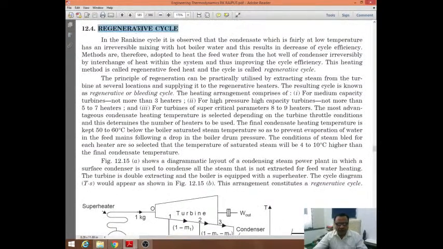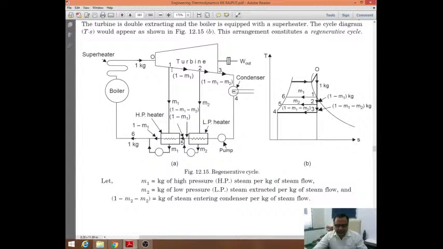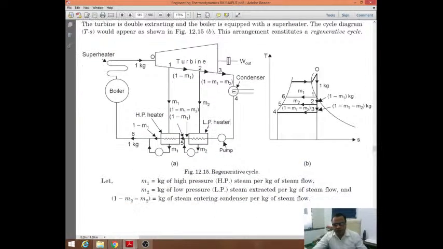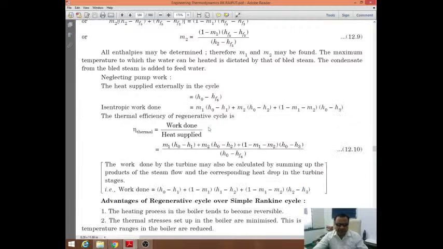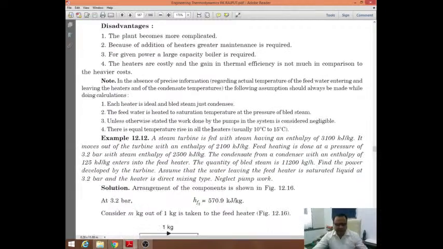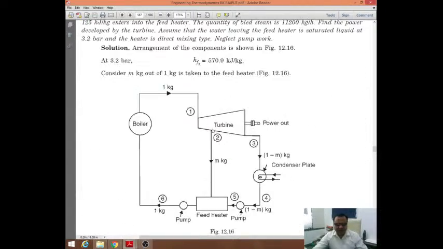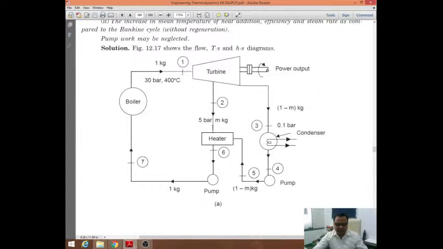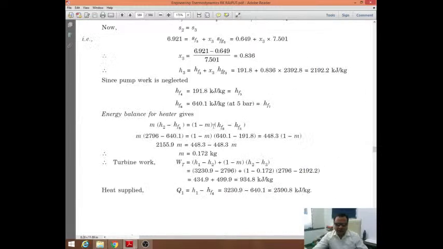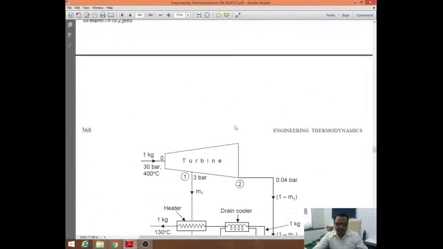We are not talking about regeneration yet. What is the change? There is something additional attached to the turbine. You can see that there are two heaters here, an HP heater and an LP heater. We'll see why these heaters are needed, what is the effect of these heaters, and how they result in improvement in thermal efficiency, in tomorrow's lecture. We'll see the advantages, disadvantages and all those things. Then we'll see some problems in the next class, and after that, if time permits, we'll talk about the reheating cycles.